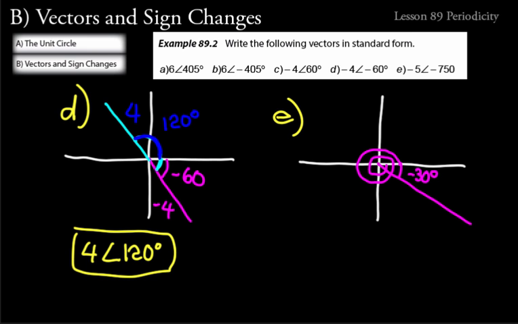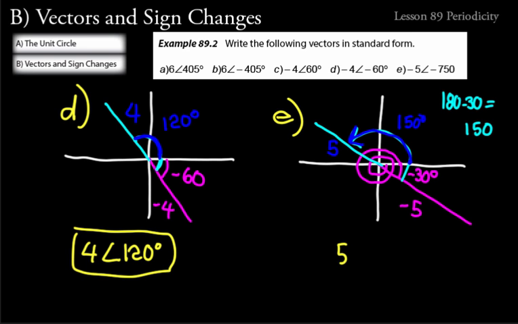And then this is a magnitude of negative 5. That means we need to flip it 180. So we're going back this direction 180. 180 minus 30, that's equal to 150. So starting there at the x-axis, from there on over, that's 150 degrees with a magnitude of positive 5. And so our answer there is 5 angle 150 degrees.